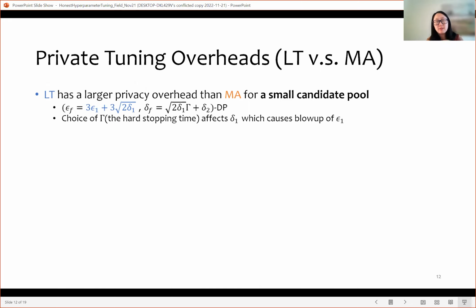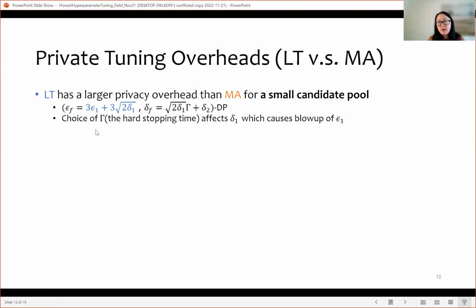And when delta 1 is small, epsilon 1 has to be blown up. And this epsilon 1 has to be set to be quite small compared to delta f, which is the final failing probability, because delta f equals the square root of 2 epsilon 1, right? So when delta 1 is very small because of constraining the final failing probability delta f, epsilon 1 has to be big. And this blows up the final epsilon f, right?